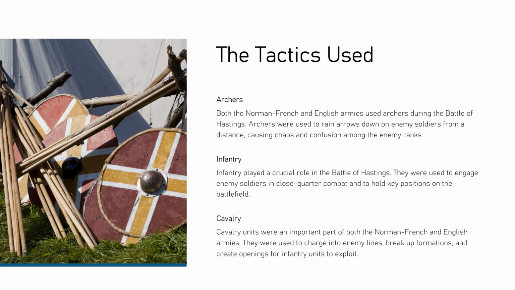They were used to engage enemy soldiers in close quarter combat and to hold key positions on the battlefield. Cavalry. Cavalry units were an important part of both the Norman French and English armies. They were used to charge into enemy lines, break up formations, and create openings for infantry units to exploit.